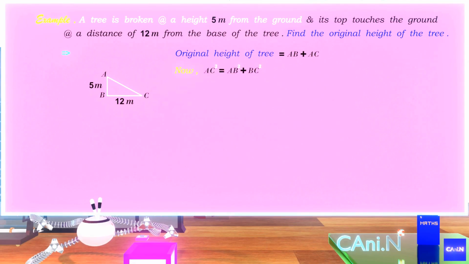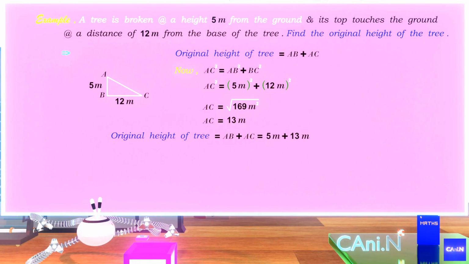Now, AC square equals AB square plus BC square. AC equals square root of 169 meters square. AC equals 13 meters. Therefore, original height of tree equals 5 meters plus 13 meters equals 18 meters.